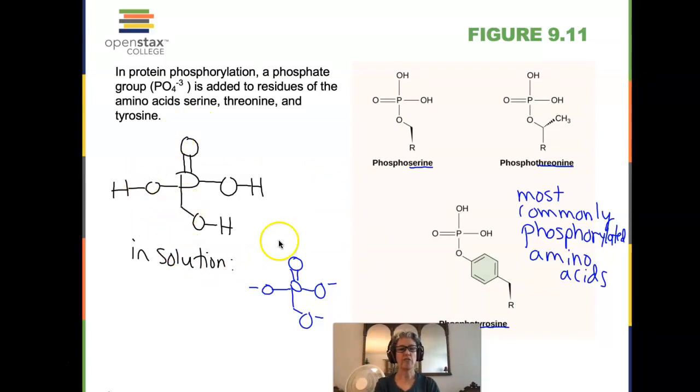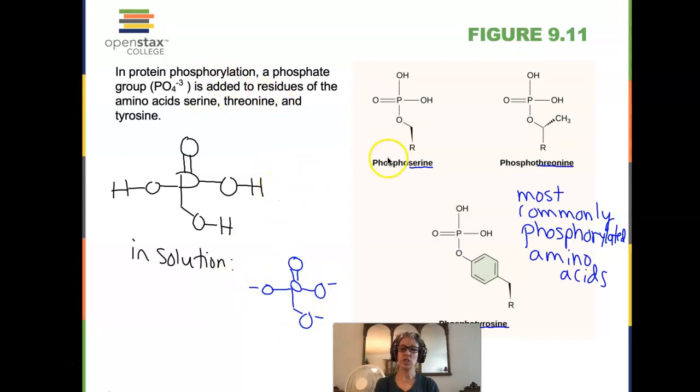This is a phosphate functional group. The phosphorus with a carbonyl carbon and 3 hydroxyls. In solution, it is a hydrogen ion donor, a proton donor. That makes it an acid. And so we end up with these negatively charged oxygens.